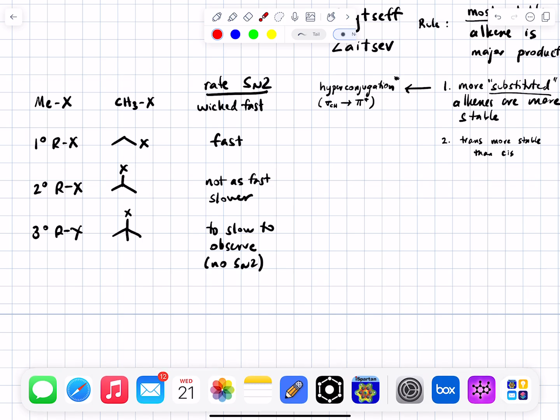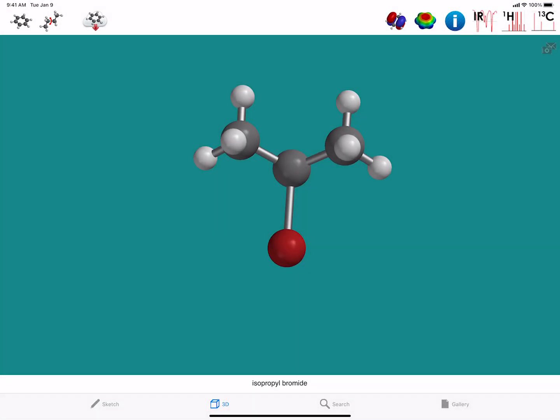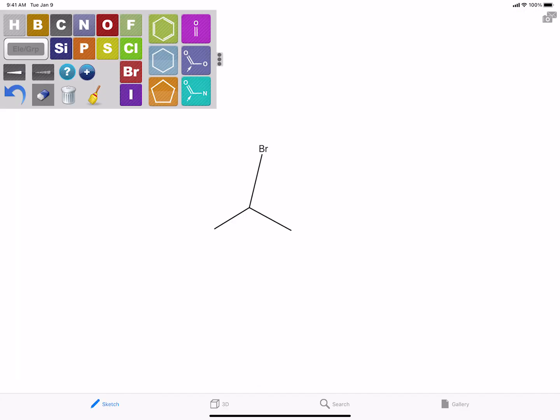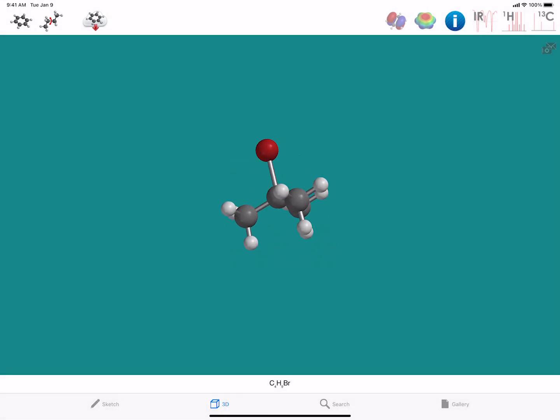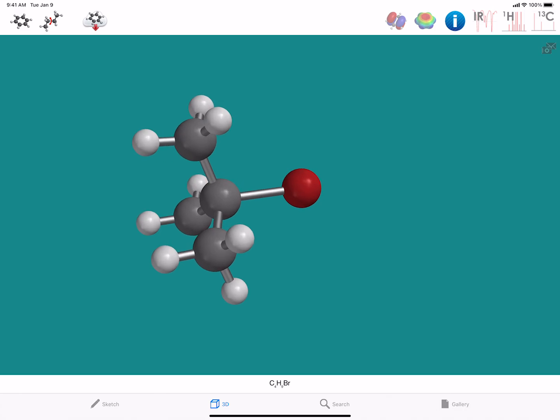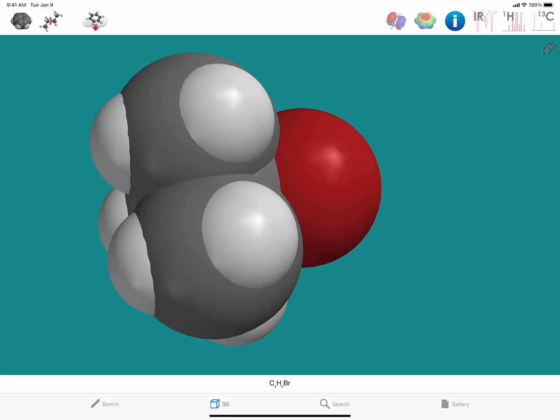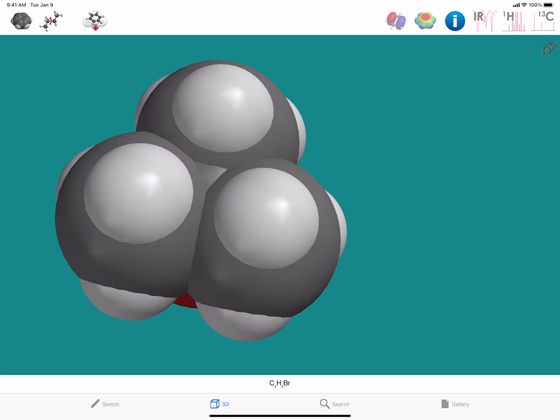We can show you that briefly in Spartan. If I draw, let's see, I just need to add another methyl group and come here, download it. Molecule not in database. Well, fine. That means we're not going to be able to see the sigma star, but you're going to have to imagine it. The sigma star should be projecting 180 degrees opposite the carbon bromide bond. Now I'm going to show you the space filling model. And you can see that that little sort of triangle there is the only portion of the alpha carbon that's even accessible, not very much at all.